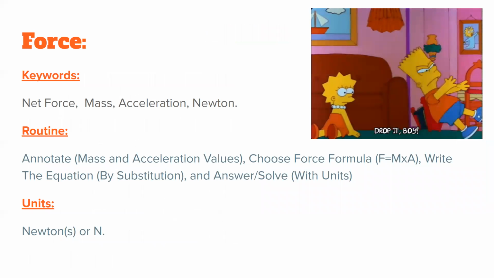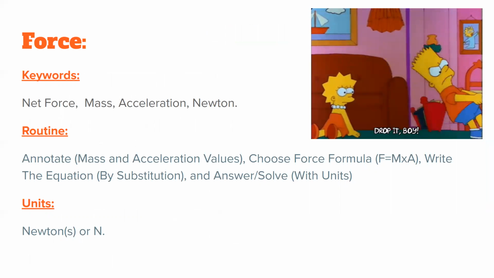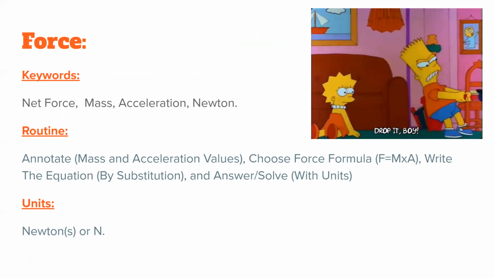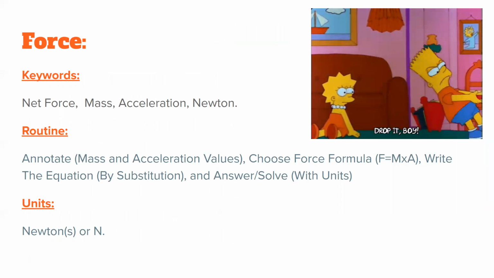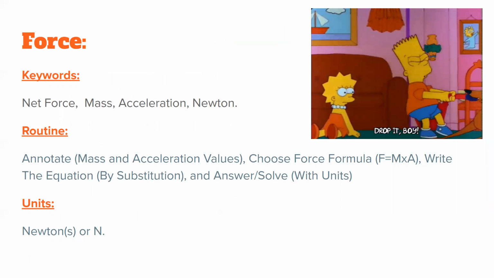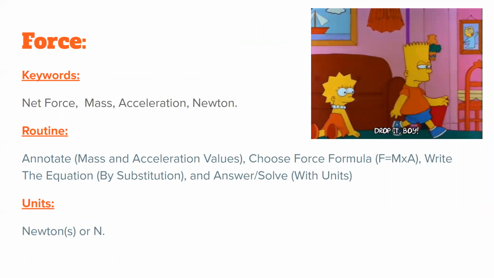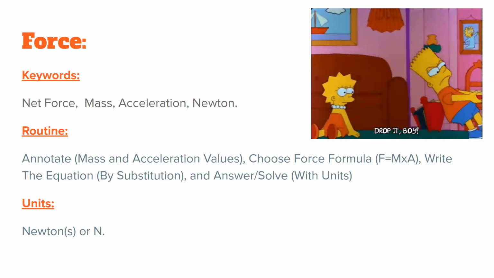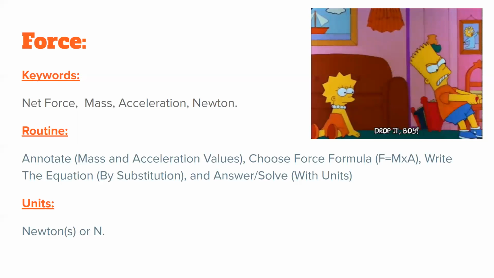Force. So keywords. Obviously, if a question's giving you all this information and the last part of the question says, what is the object's net force? So what's the amount of force being applied to this object? That's a keyword. You want to highlight that. Mass and acceleration are evidently parts of the keywords because they're parts of the formula. Force is mass times acceleration. You need to circle those so we know what we're looking for.